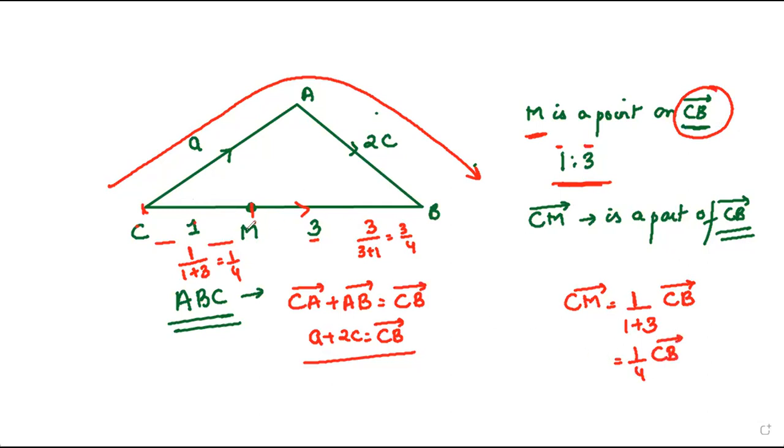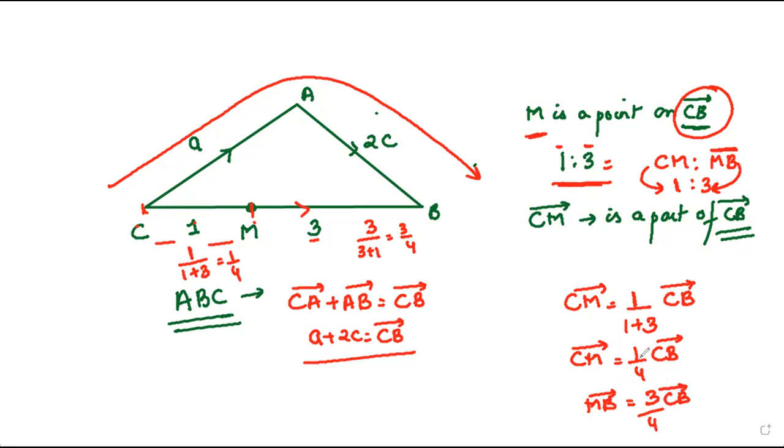Then M to B. Actually what they are given, 1 ratio 3, is given as the C to M ratio M to B. Right? So this is 1 ratio 3. So CM is 1 out of 3 plus 1, 4. So vector C to M is 1/4 of C to B. M to B is how many parts given? It's 3 parts. 3 out of 3 plus 1, 4 of C to B, because M is dividing C to B.